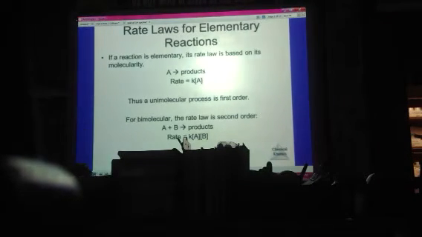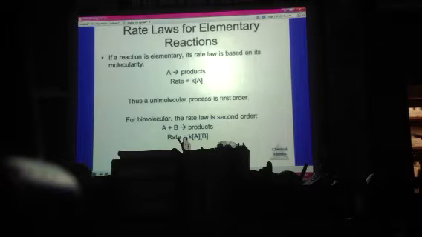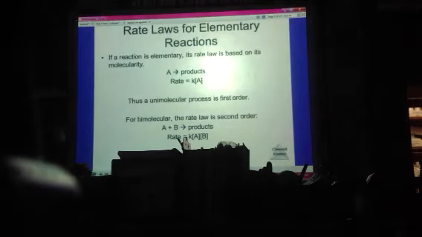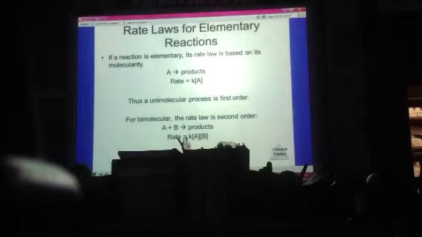If each reaction is elementary, then we would say that its rate law is based on its molecularity. Now remember, we said that molecularity, we could label it as unimolecular, bimolecular, or termolecular. Unimolecular just means that it's dependent on the concentration of one thing. Bimolecular means that we have two different reactants that will be colliding with one another. And termolecular is going to mean where we have three reactants colliding.